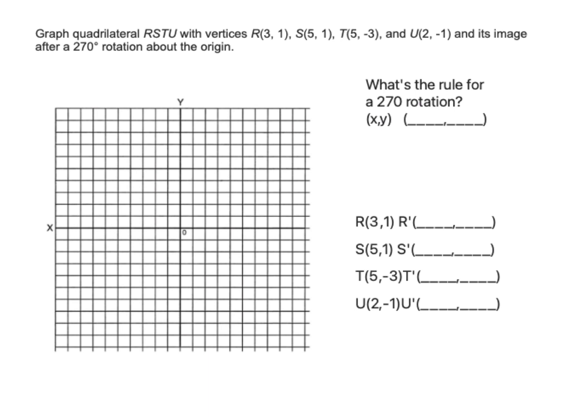Okay, so our next one here, this time we're going to rotate 270 degrees. And our rule for 270 degrees is we flip-flop x and y, so we're going to have y and x, and the x becomes the opposite sign of what it currently is. So our rule for a 270 degree rotation is going to be (y, -x). So if we plot our original points, there's R at (3, 1), S is at (5, 1), T is at (5, -3), and U is at (2, -1).